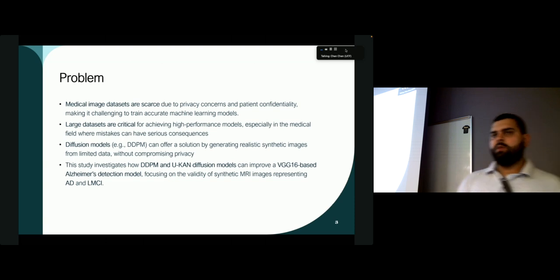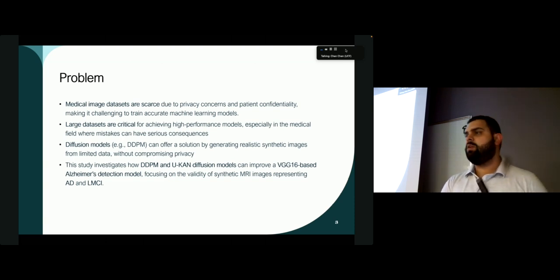So for this study, what I did was implement 2 different diffusion models. One, a denoising diffusion probabilistic model, and a more novel one called UCAN diffusion model. I implemented these 2 diffusion models to generate synthetic images and use those synthetic images to train a VGG16 model that detects whether an MRI image has Alzheimer or not.